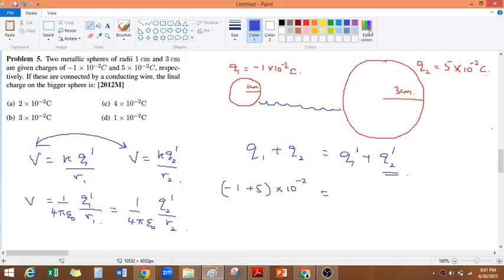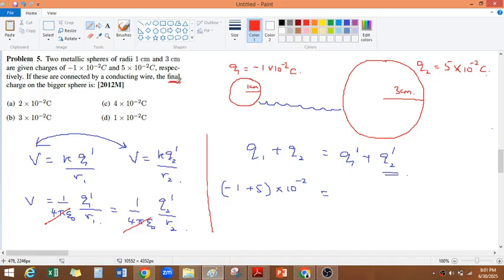Why should I equate, sir? Because I can cancel this and this, and I can write Q1 in terms of Q2. Once I write that, it's your mathematics. Whenever you have two unknowns, you need to have two equations. So this is one equation, this is one equation. So do the elimination. What should I eliminate? Should I eliminate Q1 dash or Q2 dash?